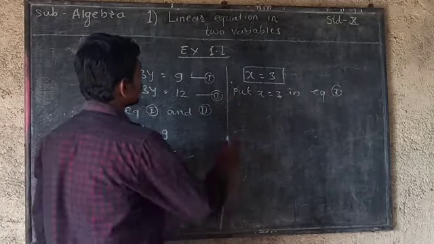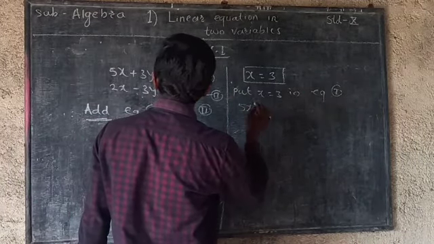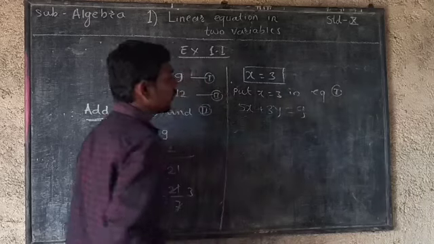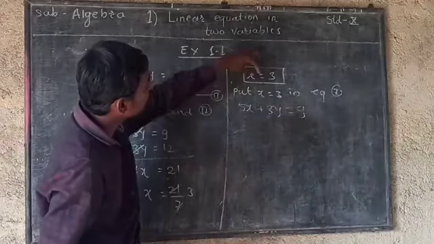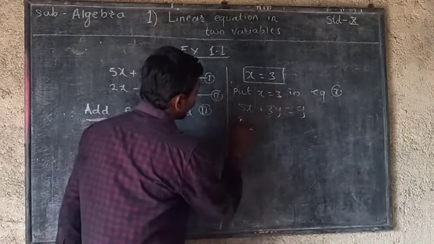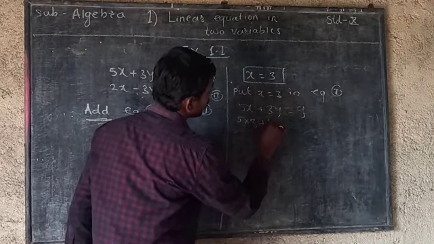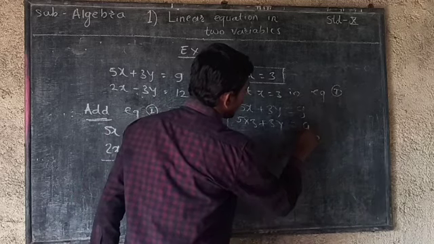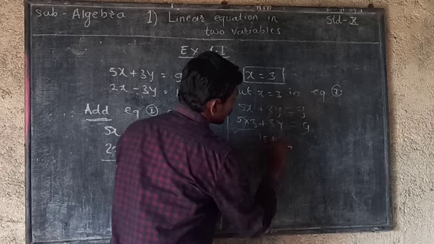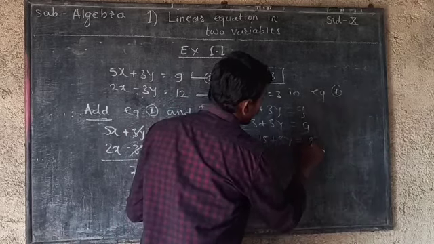Okay, so what is the first equation? The first equation is 5x plus 3y is equal to 9. Okay, so we have to put 3 instead of x, right? So 5 into 3 plus 3y is equal to 9. Now 5 threes are 15, plus 3y is equal to 9.